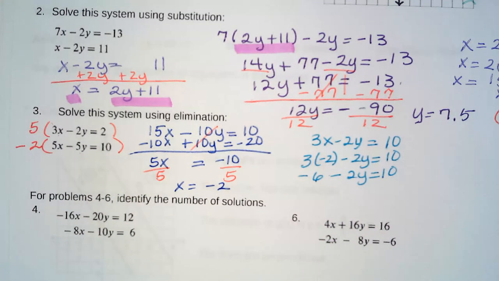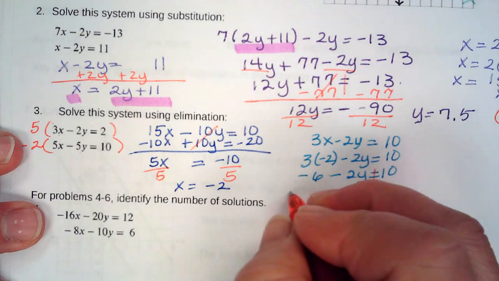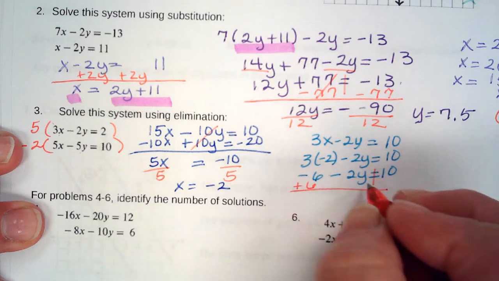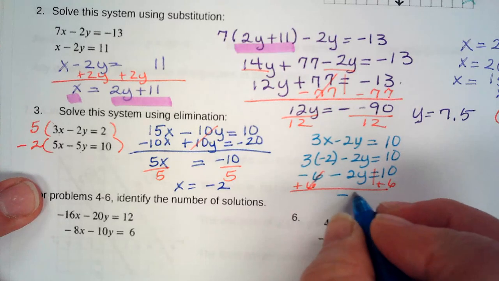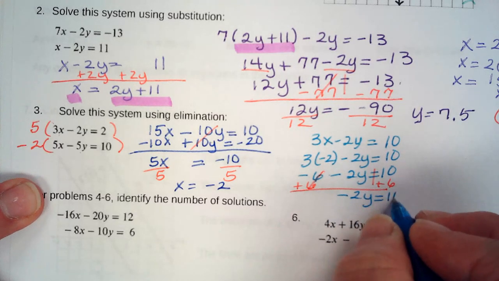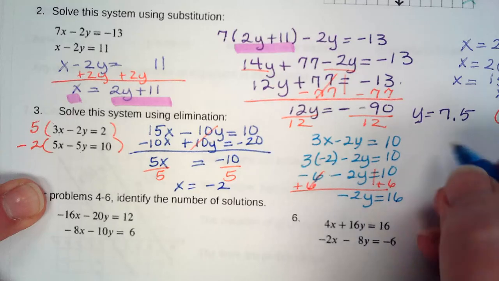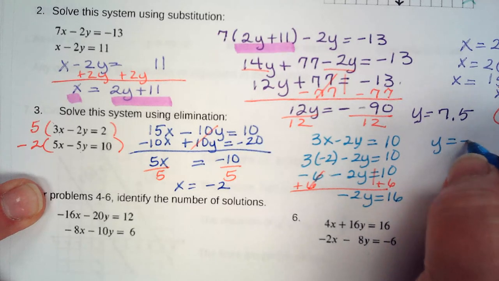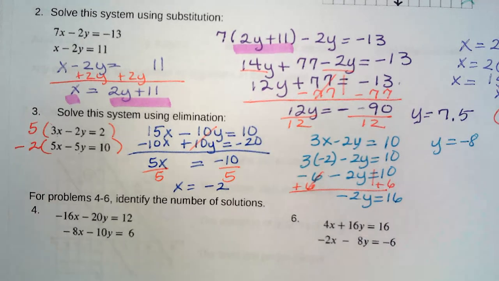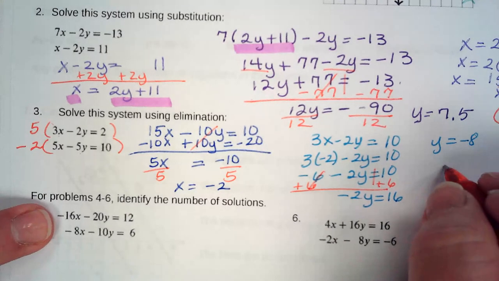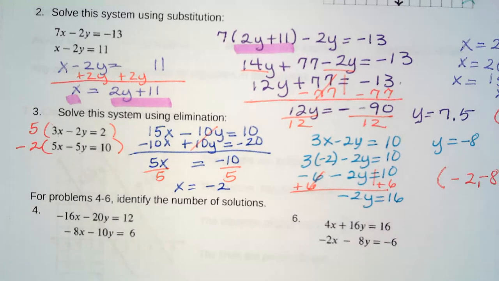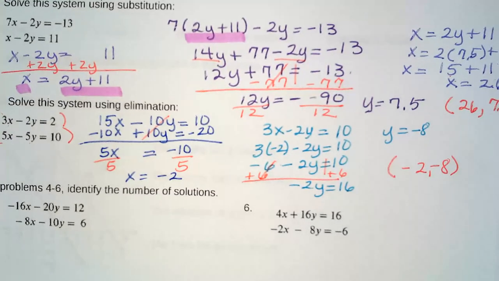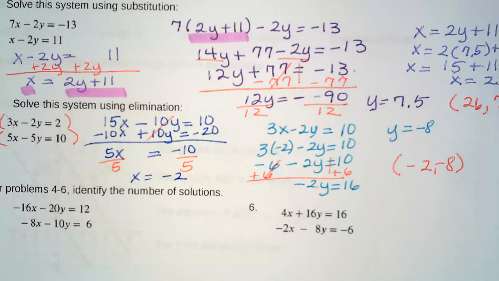I'm now ready to solve. I will add 6 to both sides. Negative 2y is equal to 16. When I divide by negative 2, y will be equal to negative 8. So my solution is the point -2, -8. When you are taking your test, your celebration of learning, make sure you check your answers.